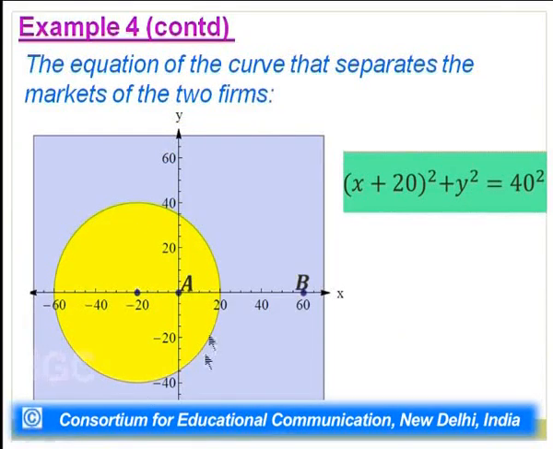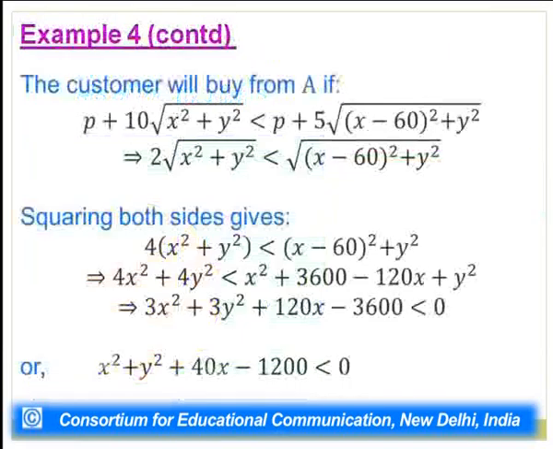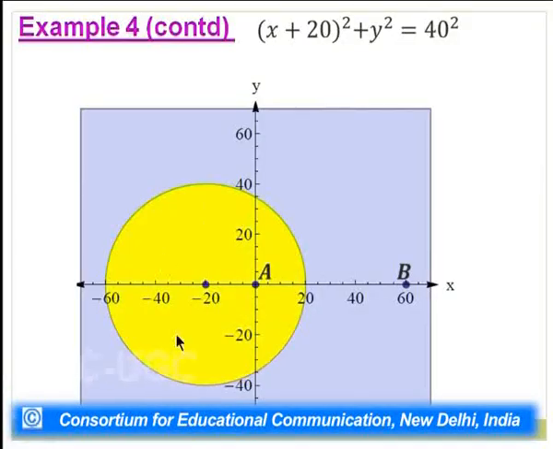The circle is the set of all points where the customer is going to be indifferent between buying from A and buying from B. And intuitively you can see, if you are located inside the circle, then clearly you would want to go to firm A. You can see visually that firm A looks closer, but if you're outside the circle, you're going to go to firm B. We can quickly verify this. You just take the total price that you pay if you're buying from A and put that less than the total price that you pay if you're buying from B, and you get the equation x square plus y square plus 40 times x minus 1200 less than 0, and that is clearly the case where you're inside the circle.